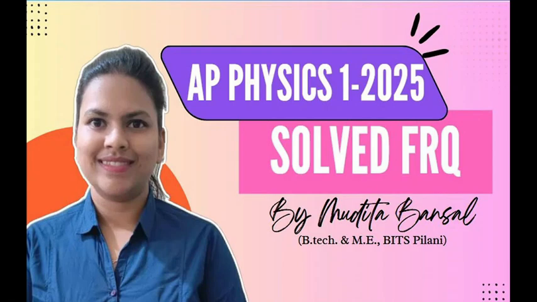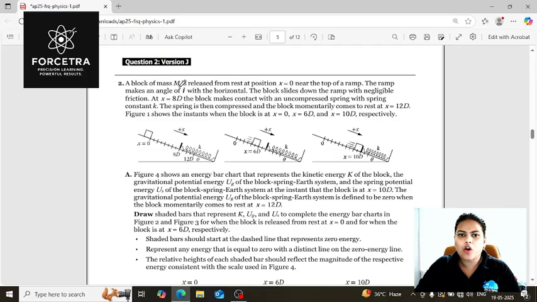In this video we are going to solve AP Physics 1 free response questions that were asked in 2025. So let's begin. A block of mass capital M is released from rest at position x equals 0 near the top of the ramp.